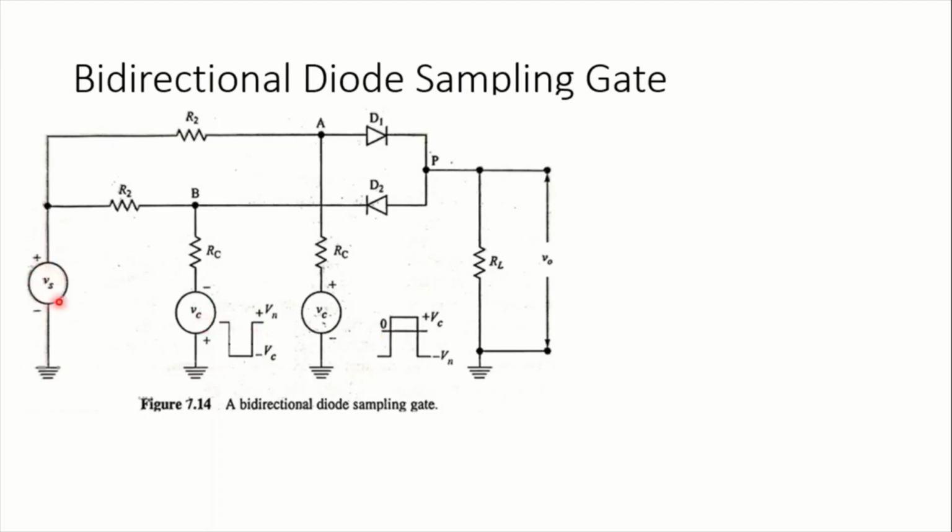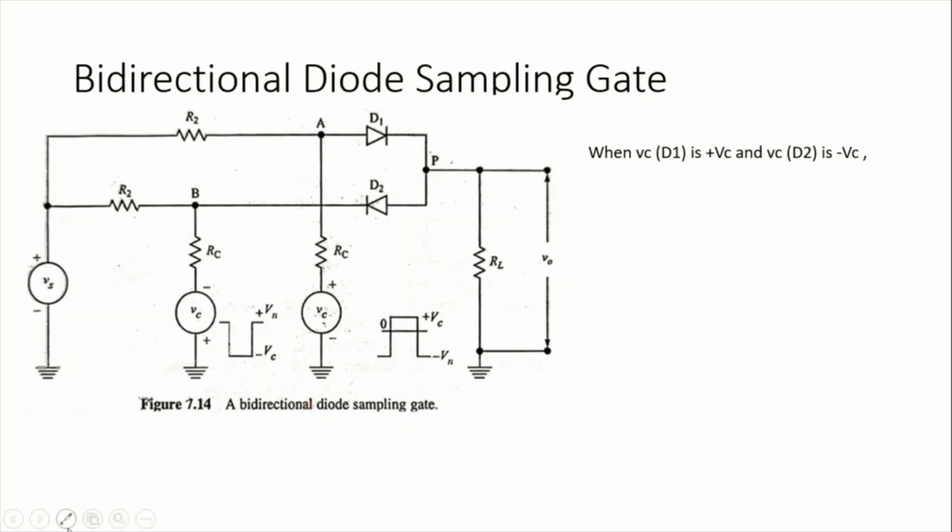So this is the control signal, Vs is the input signal applied to the sampling gate, V0 is the output voltage taken from the sampling gate. Now let us discuss what happens. When the control signal applied at diode D1 is plus Vc, the Vc applied at D2 will be minus Vc.